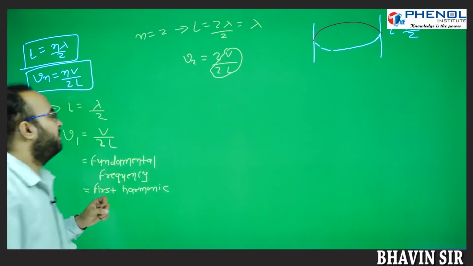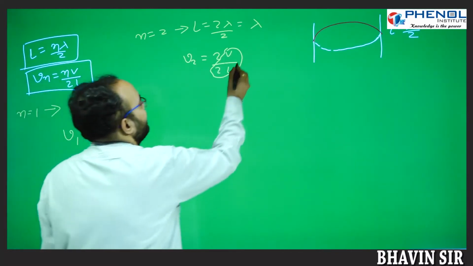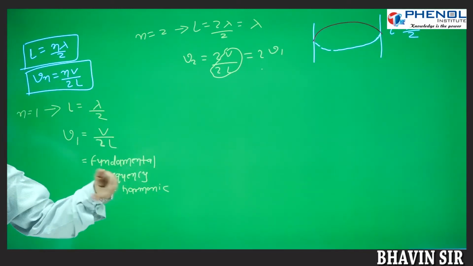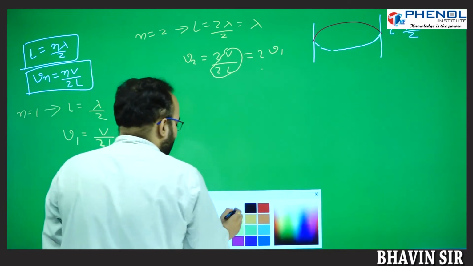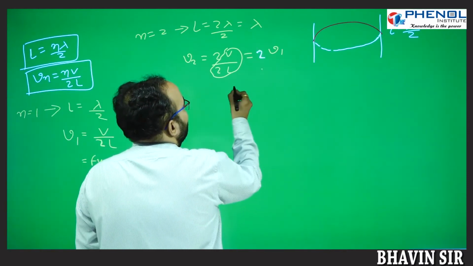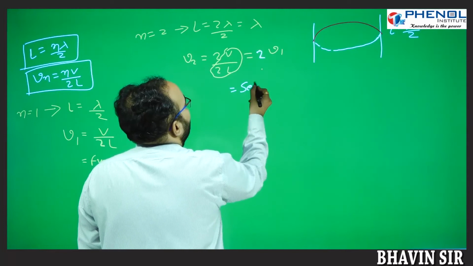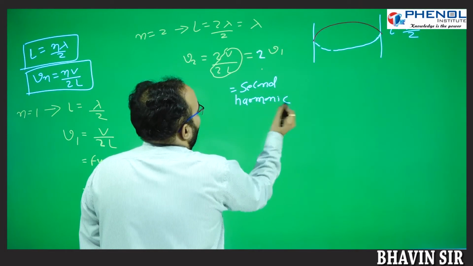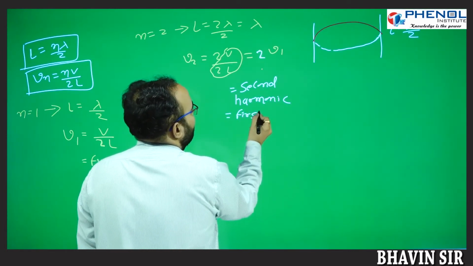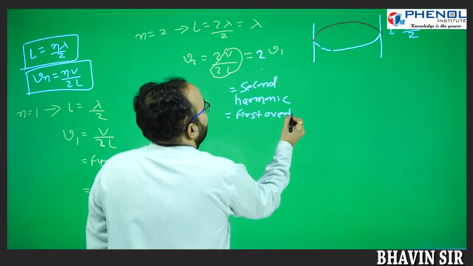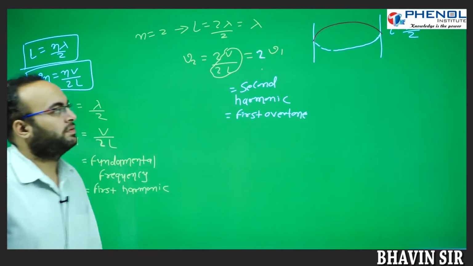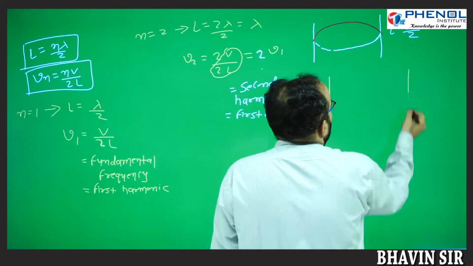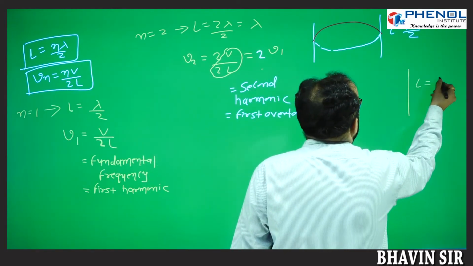Now see, v by 2L becomes nu 1, that is f1. So students, this is 2 times nu 1, so it is known as the second harmonic and first overtone. Why first overtone? See students, now it is one complete wavelength.